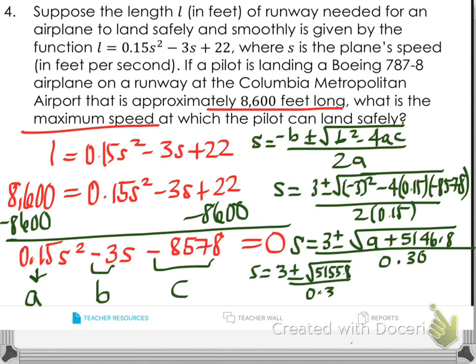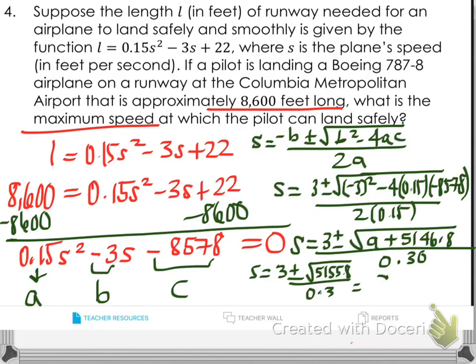Since we're talking about s as a speed, and we look here at the square root of such a large number, it would be 3 plus the square root of 5,155.8, and then 3 minus that same square root. Well, the minus would be more negative, so that would end up being negative. And we can't have a negative speed. So therefore, we can only solve one of these.